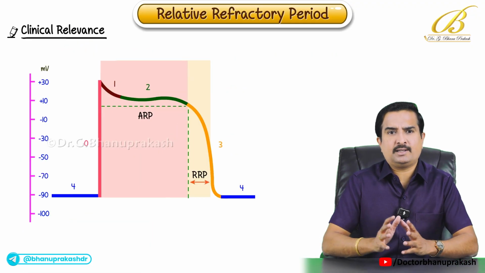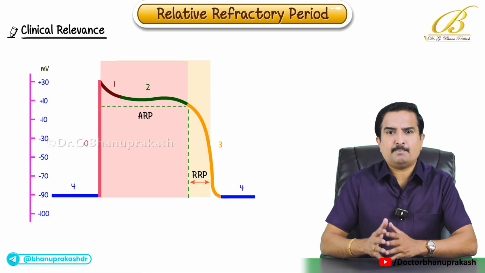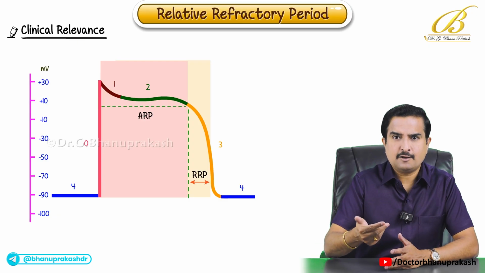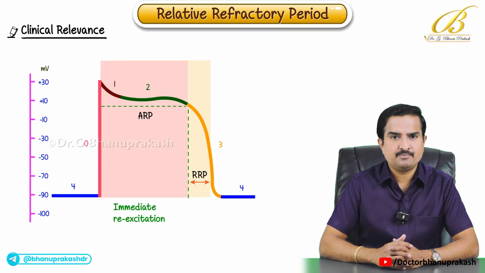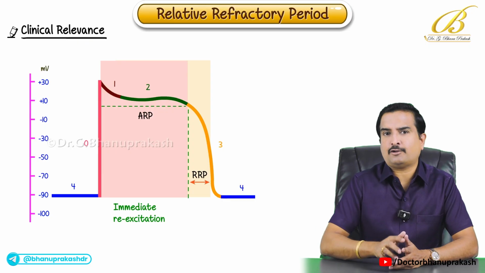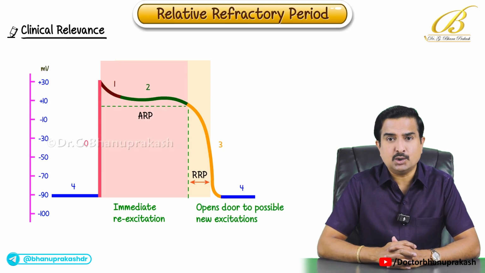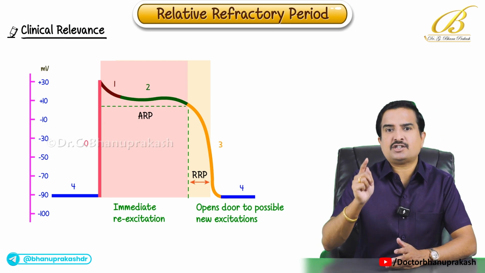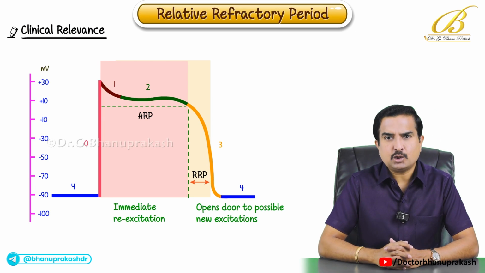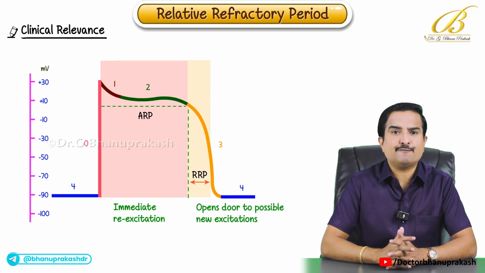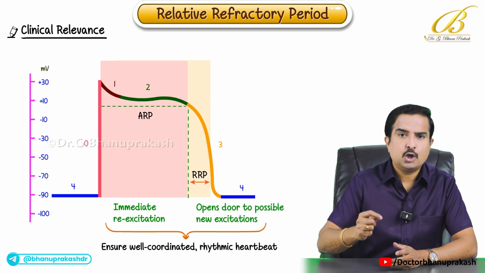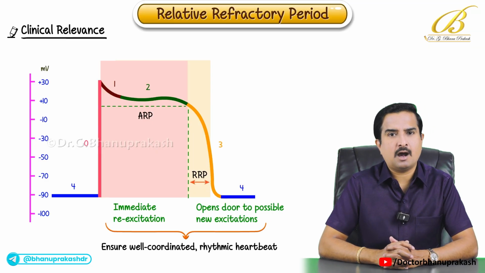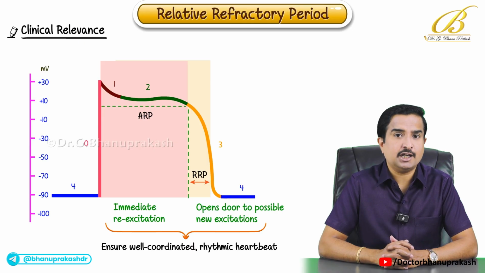So, putting it all together, guys, the absolute refractory period safeguards the heart from immediate re-excitation, while the relative refractory period gradually opens the door to possible new excitations, but only if the stimulus is strong enough. These two back to back time frames ensure a well coordinated rhythmic heartbeat. So, this is what we need to know about the absolute as well as relative refractory periods.